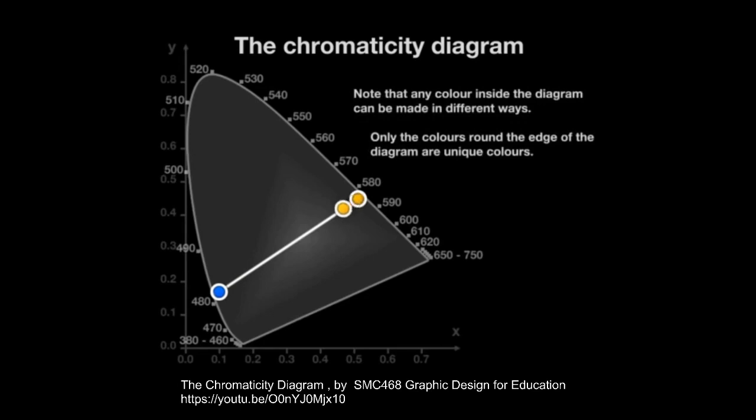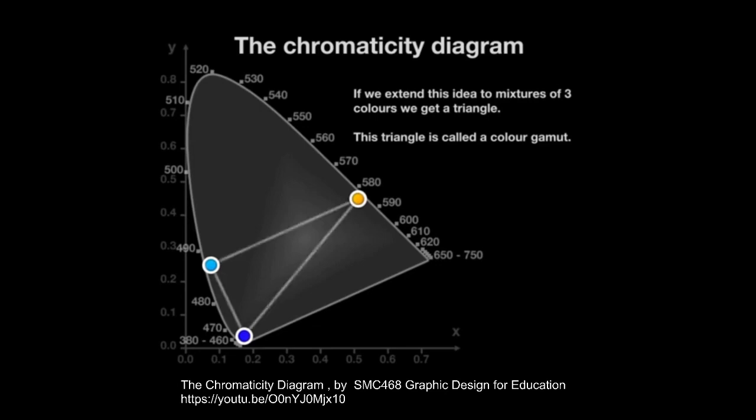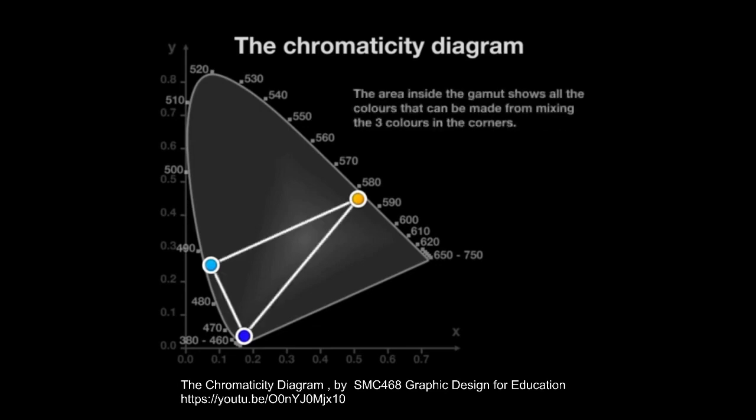Note that any color in the diagram can be made in different ways. And here there's a color where all three lines cross. We can get that color by any pair of line segments joining any two points on the periphery of the diagram. If we extend this to three colors, we get what's called a color gamut, which is a range of colors. And this is one of the principles behind RGB color.